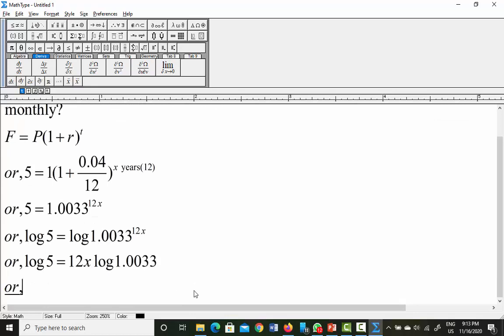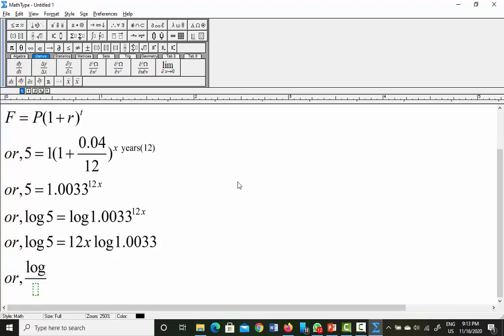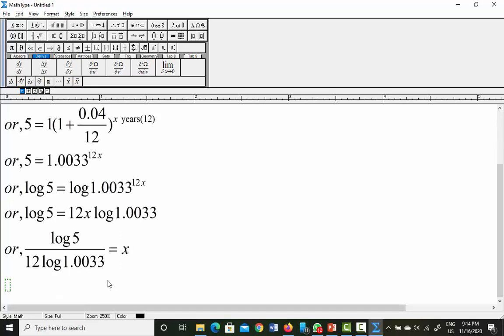Right? Now what we need to find out? We need to find out the value of x. So to find out the value of x, what we will do? We will bring everything else to the right hand side, so it will go there as a division, and on the left hand side we will have only x. So x is equal to, let us do this calculation.